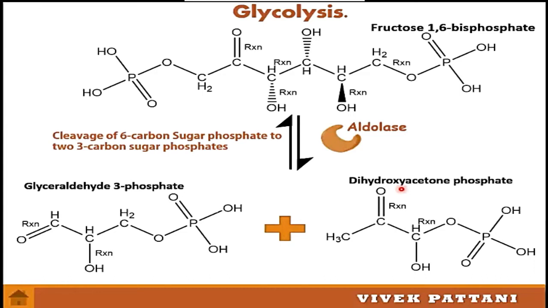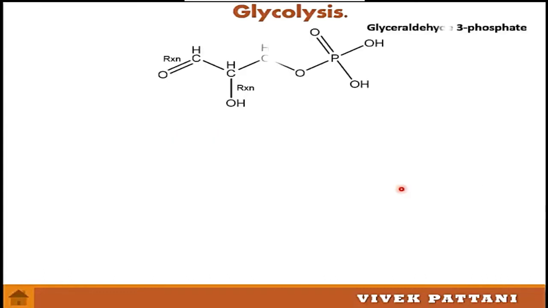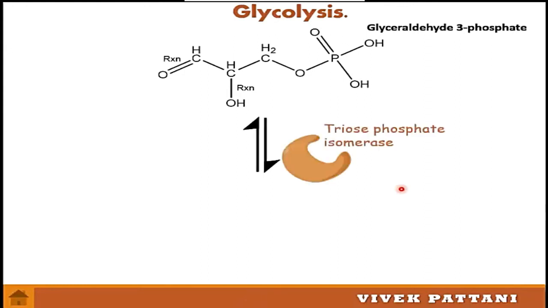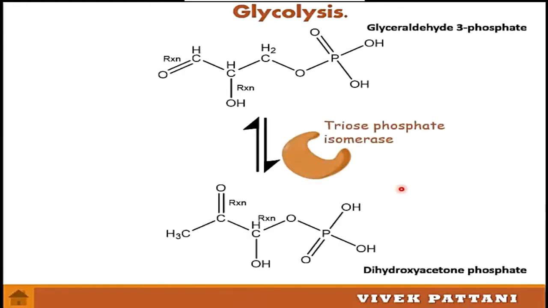So moving forward, now further, there will be an isomerization reaction between glyceraldehyde 3-phosphate and dihydroxyacetone phosphate, where glyceraldehyde 3-phosphate will be converted into dihydroxyacetone phosphate, and vice versa, with the help of the enzyme triose phosphate isomerase.